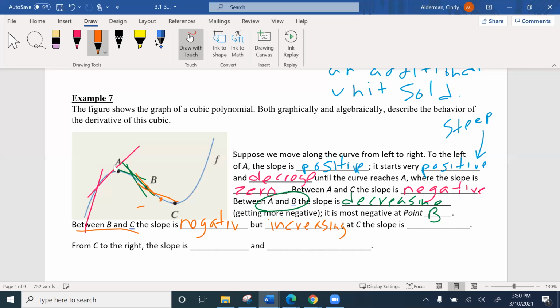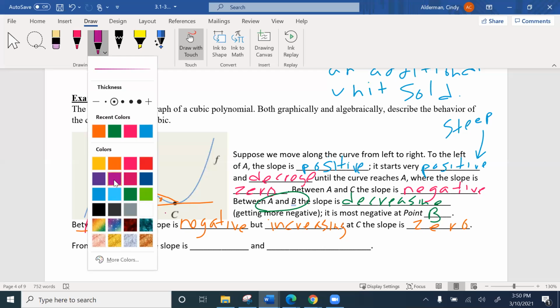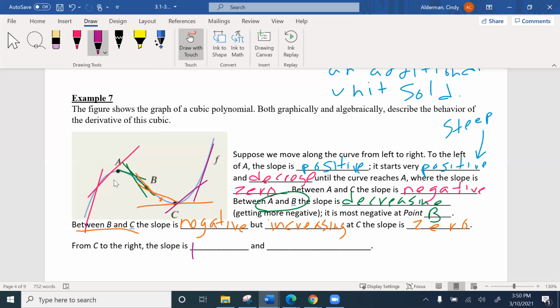And what happens at C? What's the slope? What'd you say? Yeah, 0. And then from C to the right, the slope is positive or negative? Yeah, positive, right? Because it's going up. Positive. And is it increasing or decreasing, do you think? Because those two lines I just drew are pretty good. Increasing, right? Because it gets more steep.